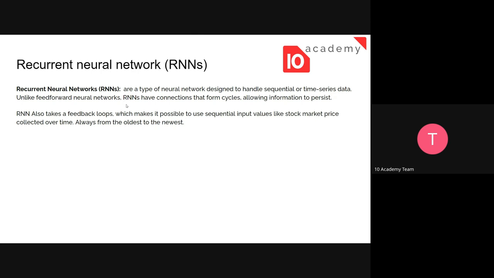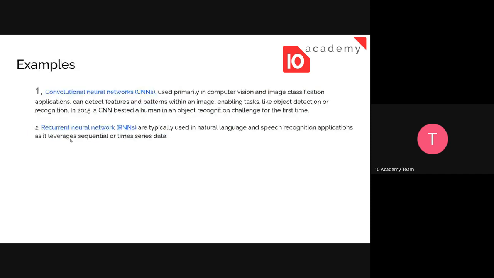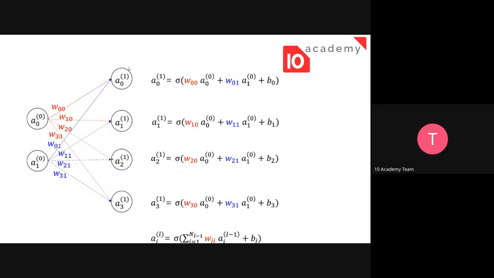Recurrent neural networks are a type of neural network designed to handle sequential or time series data, as mentioned earlier. Unlike feed-forward neural networks, they have connections that form cycles, allowing information to persist. Back to the formula we've just used to calculate A01, it's just the addition of this line and this line and this line, right? And if we add another layer to calculate the output of that layer or that node, we're just going to add this relation and this layer, but this process keeps repeating itself. It's going to get complicated as we have more hidden layers and more nodes, but it's okay, we're going to repeat the same process.